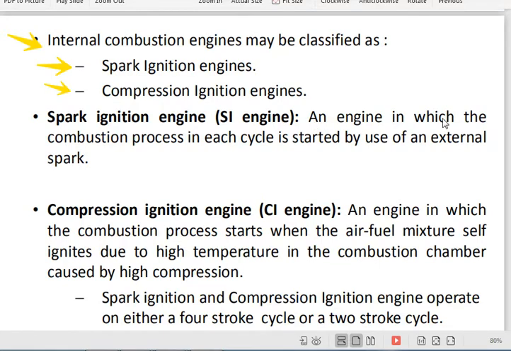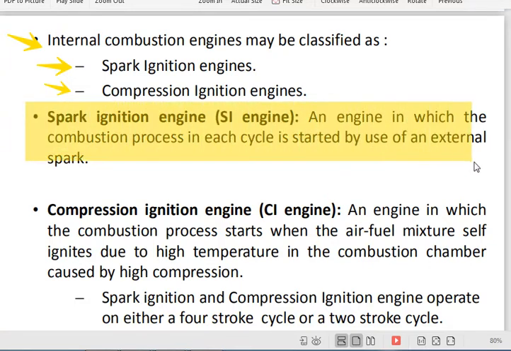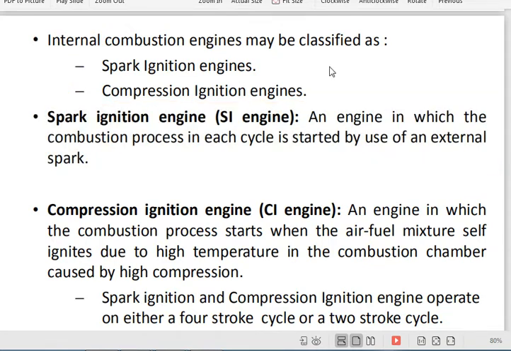Now an engine in which the combustion process in each cycle is started by using an external spark. So an ignition source is required here. The start of the combustion process requires an ignition source, and that is an external source which is given by the spark plug. So such type of engine is called the spark ignited engine.